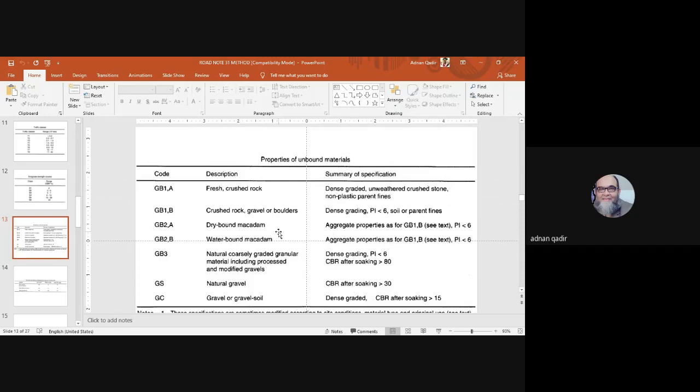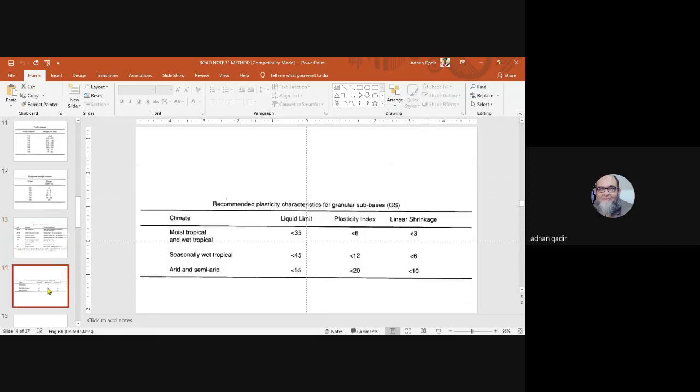Then there is GB3. This is naturally coarse graded granular material. It has a CBR of greater than 80 and PI less than 6. You can use natural gravel that has a CBR of greater than 30. And for gravel or gravelly soils, GC, it's a dense graded CBR. You have to know these abbreviations, because they are present in your template when you read the paper.